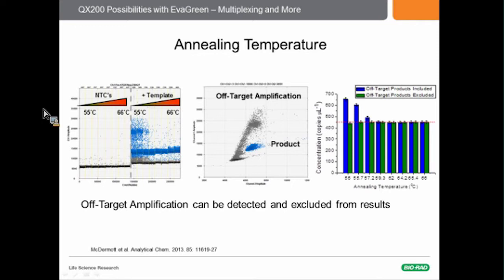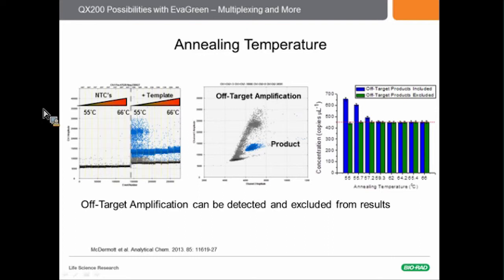Here, the temperature gradient shown ranges from 55 to 66 degrees. However, with the addition of template, still on the leftmost graph, you'd now see that you have the generation of off-target or non-specific products. As expected, that occurs at a lower annealing temperature, or around 55 degrees. However, these off-target products can easily be excluded from the target amplicon since the correct product is spatially differentiable from the off-target products, as shown in the middle 2D plot.